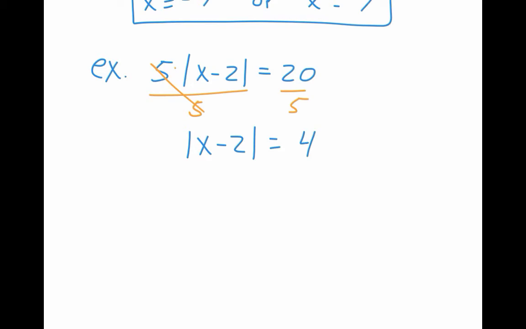We're all still together? So now the absolute value is isolated, so this is where we can break it into two problems. And we could say, all right, x minus 2. What is one number that x minus 2 could be to give me the 4? x minus 2 could be 4. Agreed? The other option is inside that absolute value, x minus 2 could equal negative 4.